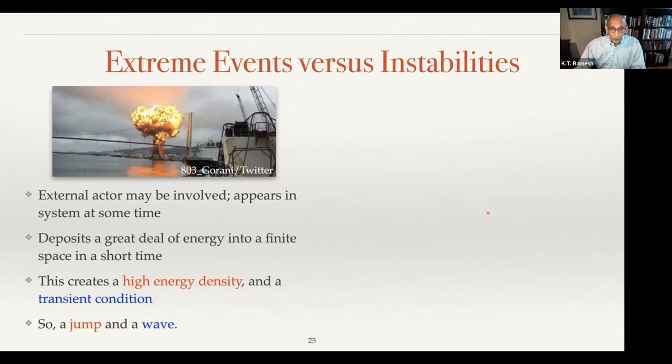That gives you a high energy density. So the energy in that domain suddenly became very high. And you do it in a short time, so you get a transient. The high energy density gives you the jump, the transient gives you the wave. So the jump and the wave, right, which represent a shock. So those two come from an extreme event because you've got the energy density and things are happening in a short time. And instability is a different problem.